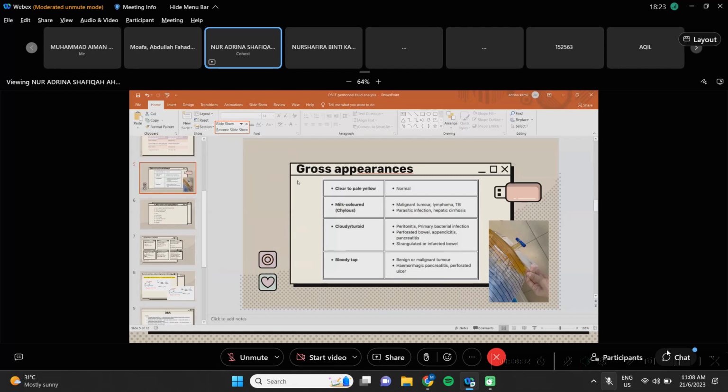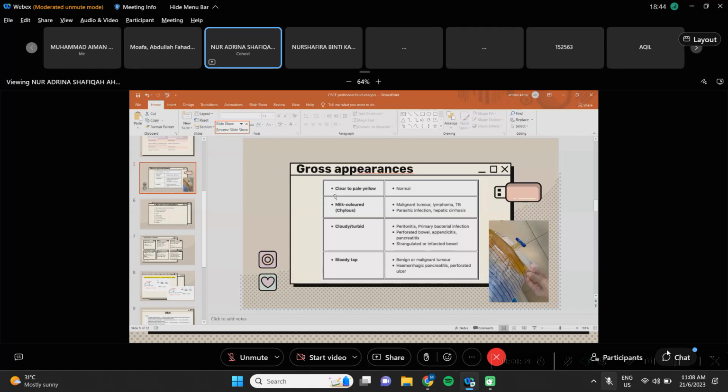Now we're moving on to the gross appearance of ascitic fluid. We have here clear to pale yellow, which is normal. As you can see here, clear to pale yellow, we can also say it is straw colored. So it's normal like this one.